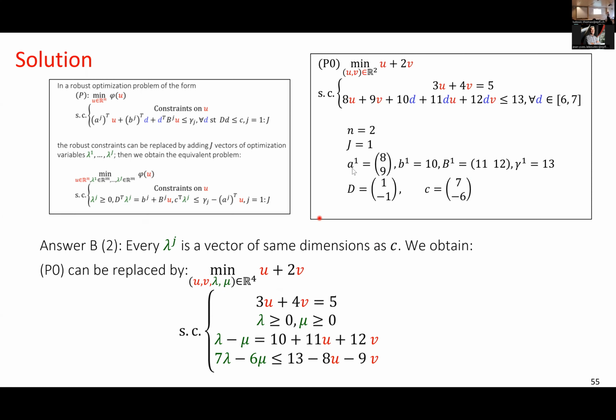So this problem, minimize U plus 2V subject to this inequality being true for all D, is equivalent to minimize U plus 2V subject to these inequalities, with multipliers lambda and mu that satisfy those constraints given here. Admittedly, this is now hard to immediately interpret as a function of that. But the good news is that it's completely mechanical. Getting this form is straightforward.